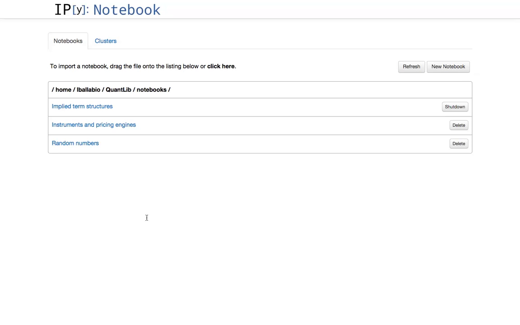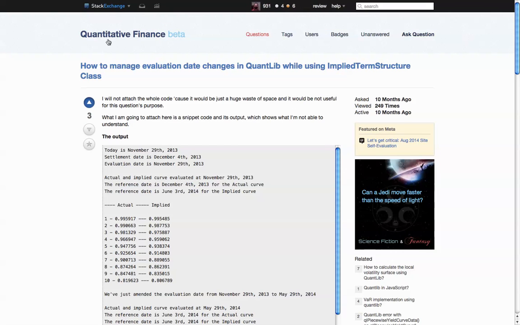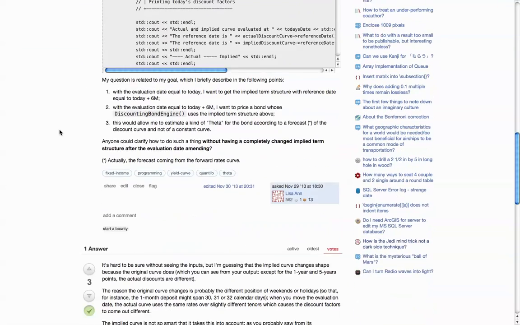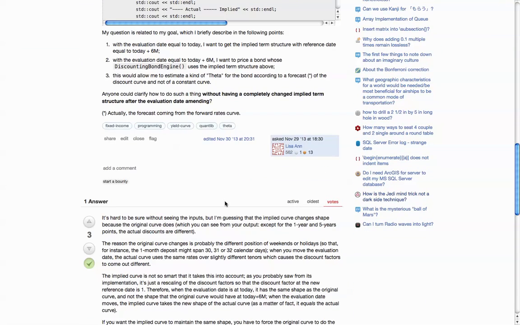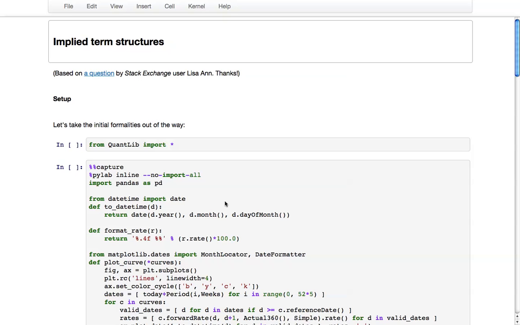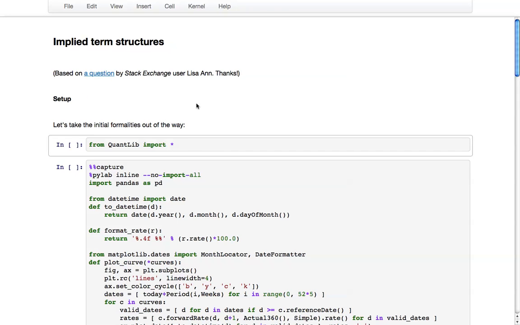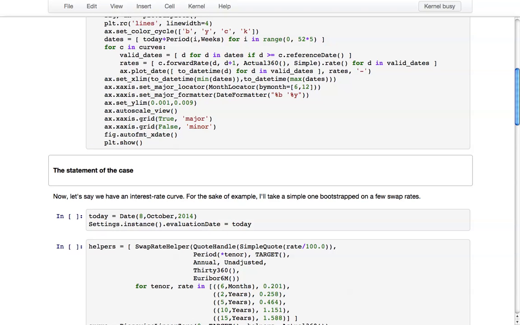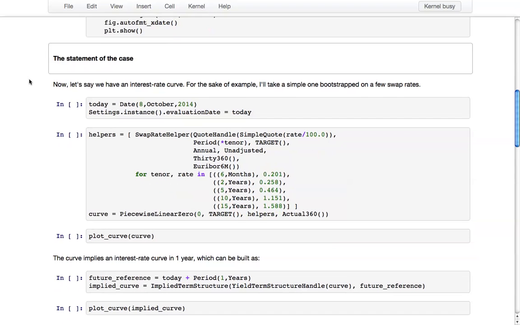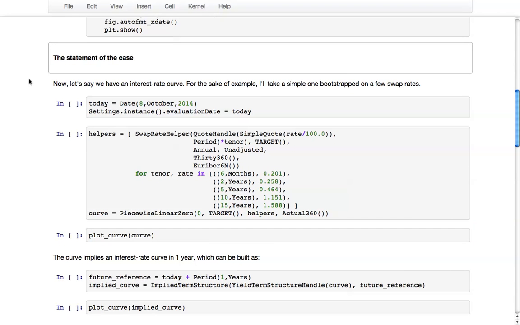Hello everybody. Today's notebook was based on a question asked on the quantitative finance site of Stack Exchange by user Lisanne. So if you're watching this, thanks for the inspiration, and here we are. I'll just make the usual import of the library. I'll also define a few functions I don't really need to explain for the comprehension of this notebook. So we're talking about implied term structures.